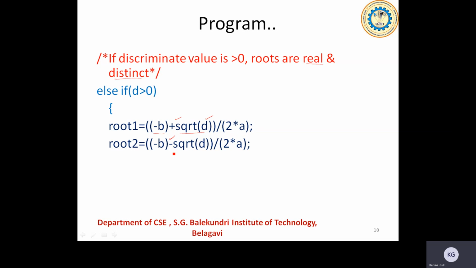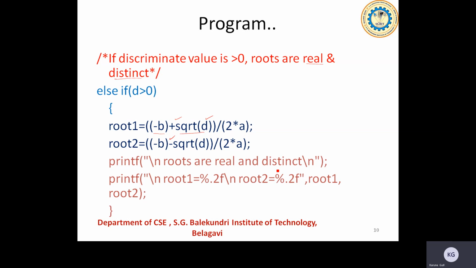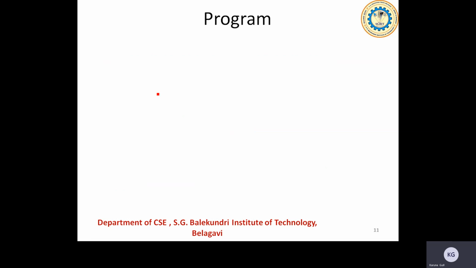The same thing is true for this second case also, and I am going to get the results for root 1 and root 2 there. I am going to display the same thing. The roots are real and distinct here. printf root 1 is equal to, again I am displaying only 2 digits after the decimal point for root 2. The same thing is true for this also. I am displaying root 1 and root 2 for these two percentage f's. So this is if the discriminant is greater than 0.